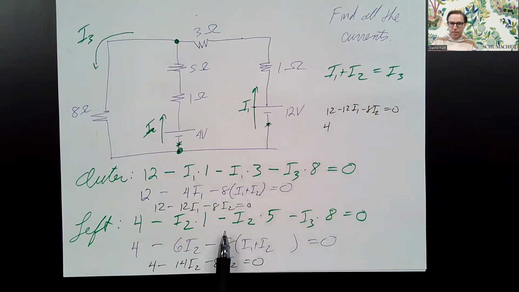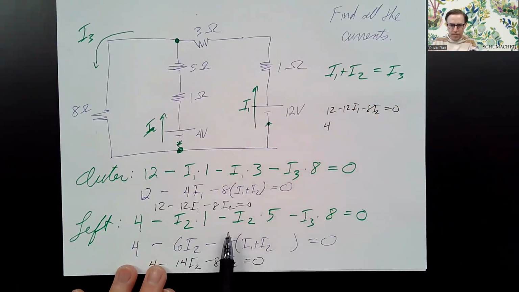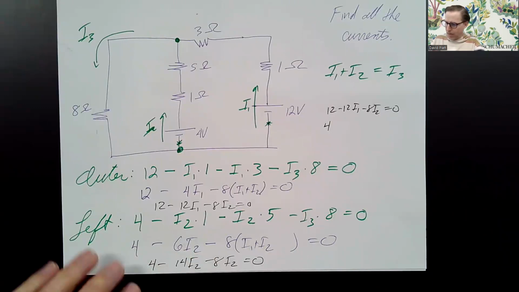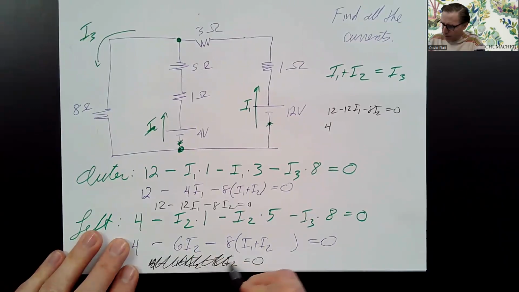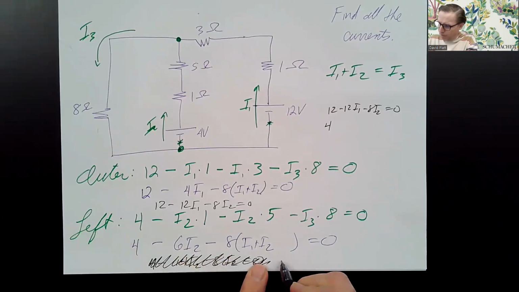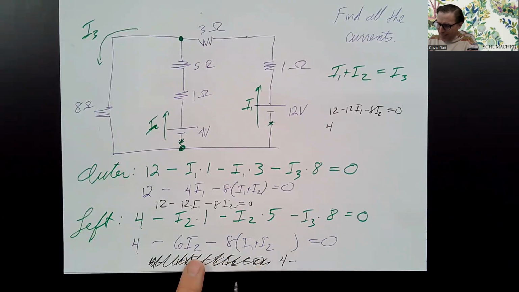I might have made a mistake here. I'm checking my work. This is an I2, this is an I2, this is an I2. 5 and 1 is 6I2. Do you see how I added the 6I2 and the 8I1 and got 14? Naughty Davy. Oh my goodness gracious. See what I did? I added the 8I1 and 6I2 and got 14, but I combined not like variables. I should have done 4 minus 6I2 and 8I2.